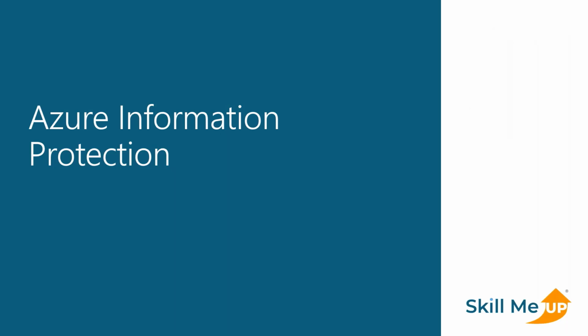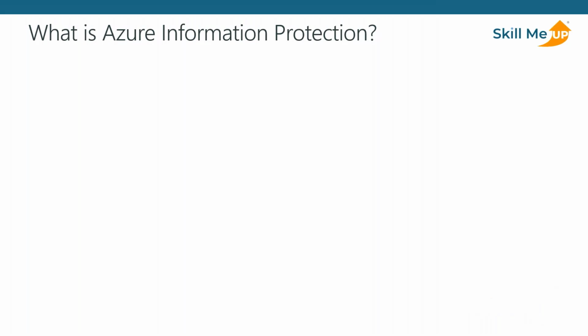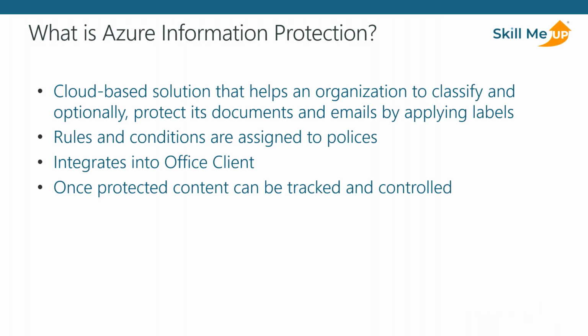Okay, so one of the big pieces of data protection is really around Azure Information Protection. So what is that? Well, it's a cloud-based solution that's based in Azure that actually helps you protect documents, and it bundles things like Azure Rights Management together. There are rules and conditions that are assigned to the policies. It integrates natively into the Office client, and there's a toolbar to add in too. And once protected, the content can be tracked and controlled.